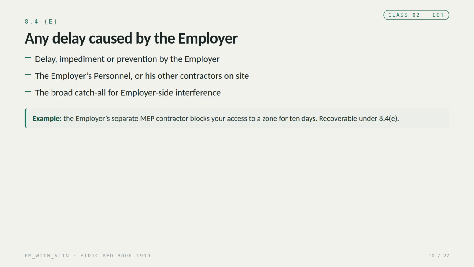And Ground E, any delay, impediment, or prevention caused by the employer. That includes the employer's own personnel and any other contractors he's engaged on the site. This is the broad catch-all for employer-side interference. Classic example, the employer's separate MEP contractor blocks your access to a zone for 10 days. That delay is recoverable under 8.4e.